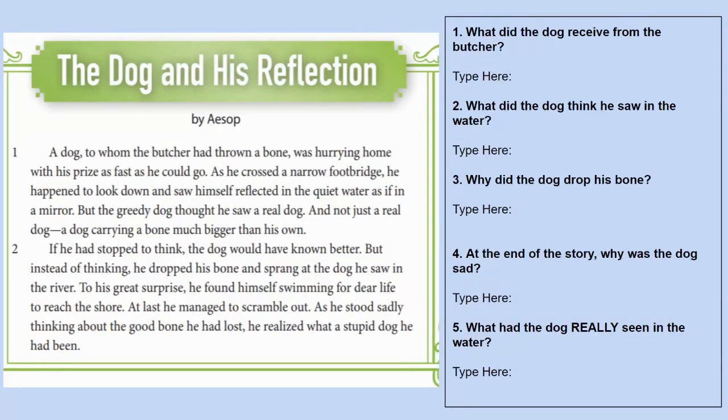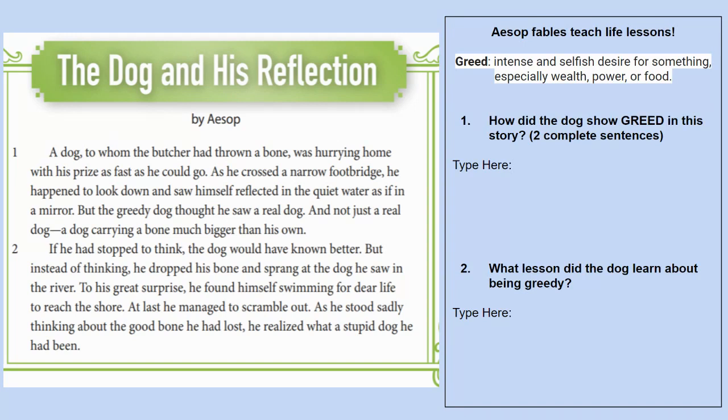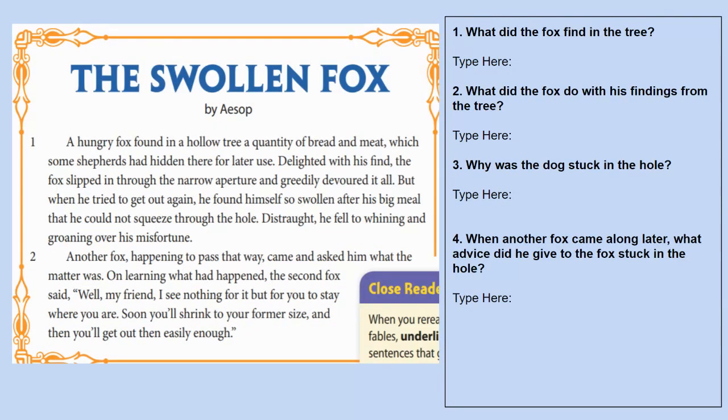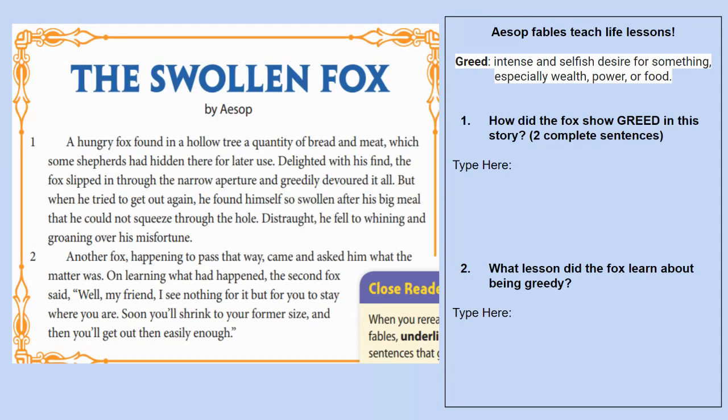The first fable that you're going to be reading is called The Dog and His Reflection. You'll read the text and you'll answer the comprehension questions to the side. Then you're going to be looking for how this story teaches you a lesson about greed. The character, the dog in this story, is going to be showing greed, and you as the reader are going to be learning a lesson from the dog about being greedy. You're going to then read the second text called The Swollen Fox. Again, you're going to answer the comprehension questions, and then you're going to identify how the fox showed greed and the lesson that it teaches you about being greedy.